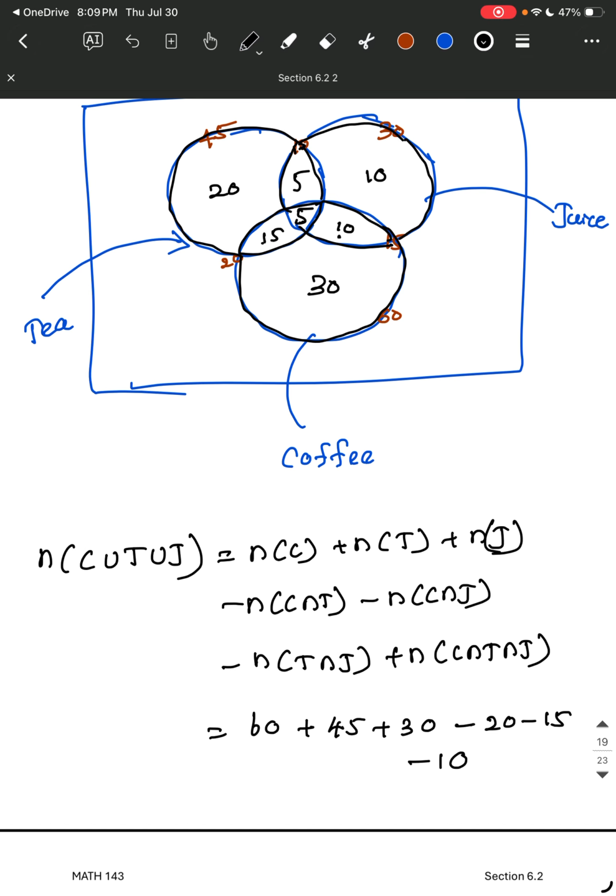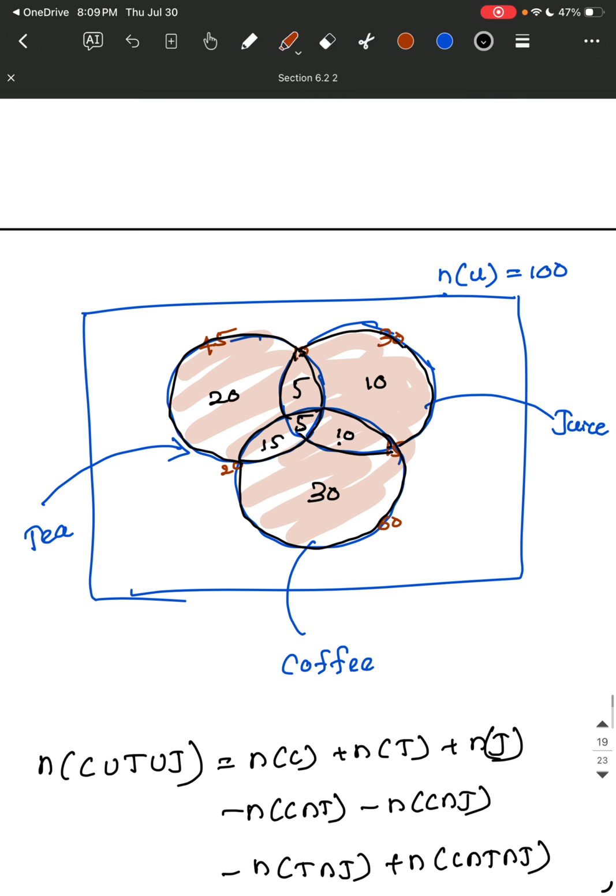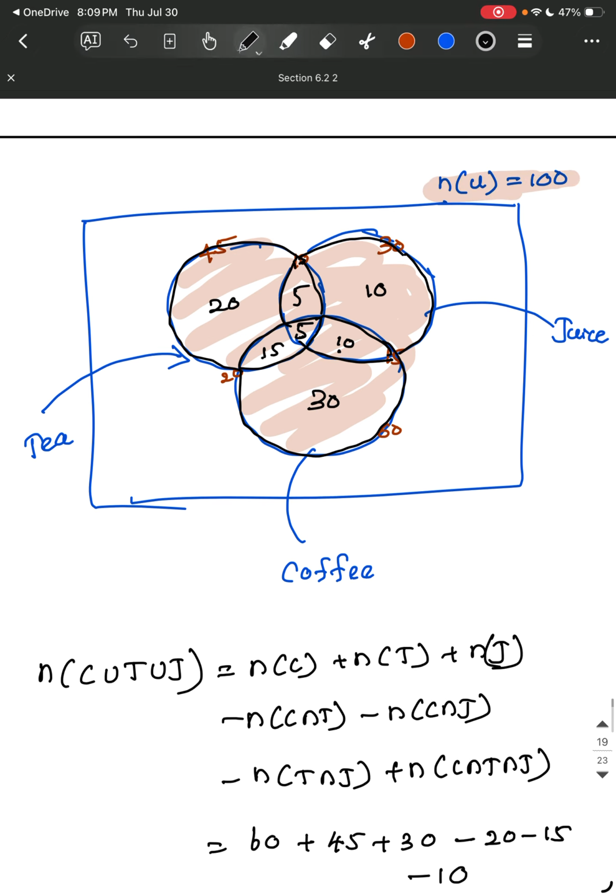95. In total, the union, that is the entire space here, equals 95. Out of 100 persons, 95 persons are included in all three, that is outside only 5 students. Therefore, 95 students like at least one drink.